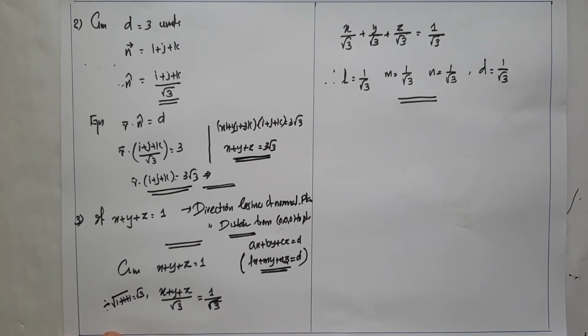The general form of a plane equation is ax plus by plus cz equal to d. To convert this form to the normal form, we divide throughout, left and right, by the square root of the sum of the squares of the x, y, z coefficients.